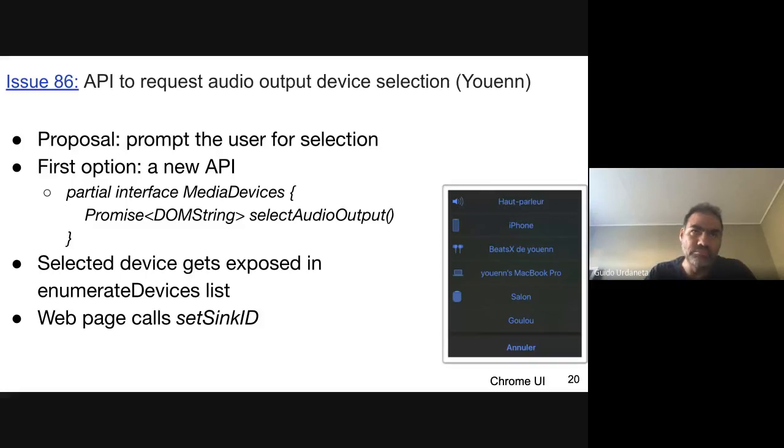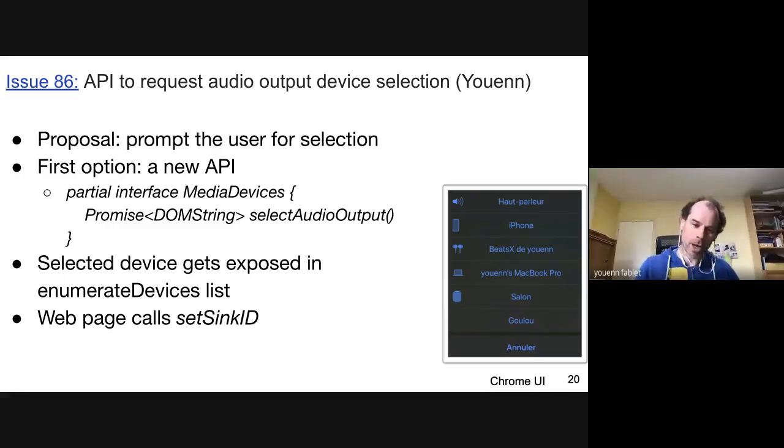and that's fine. I don't see the problem with forbidding set sync ID from working if the device is not listed by number of devices, because the idea is that if you use set sync ID, the device must be authorized. So if you need a way to authorize it, and once it's authorized, it should be visible in the number. So okay. We can talk about that as a separate issue, I guess.